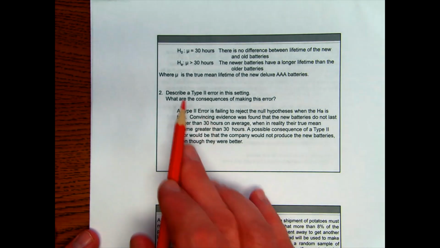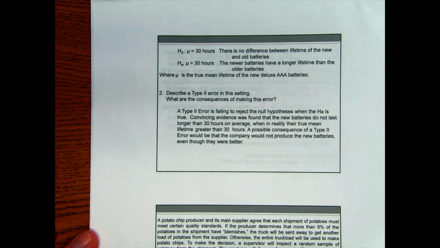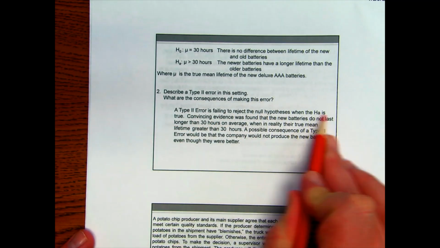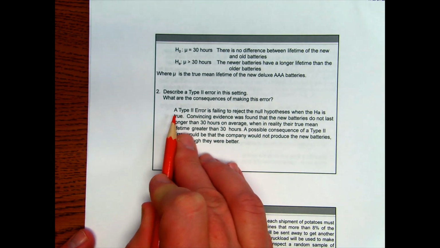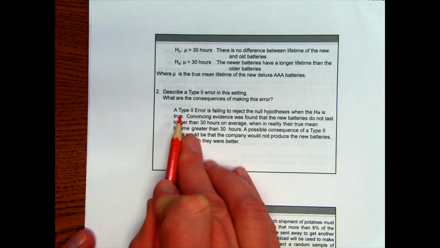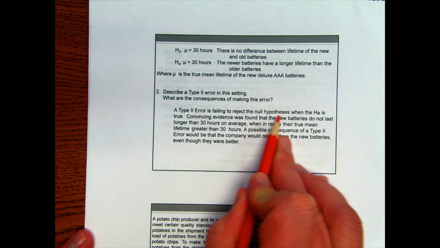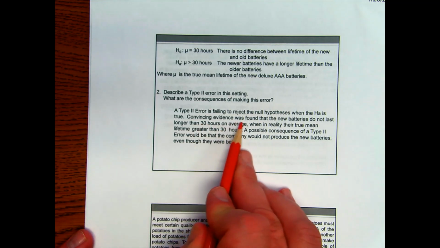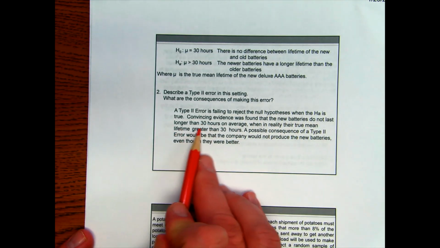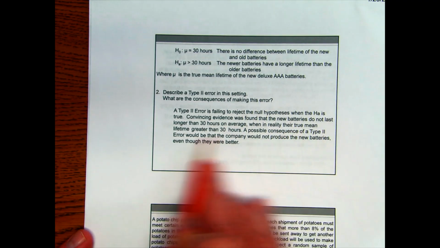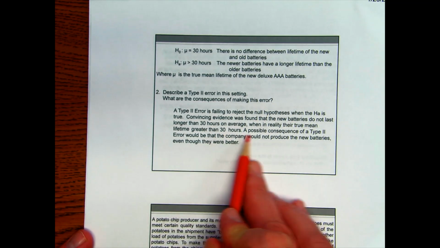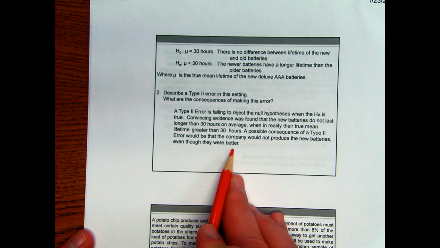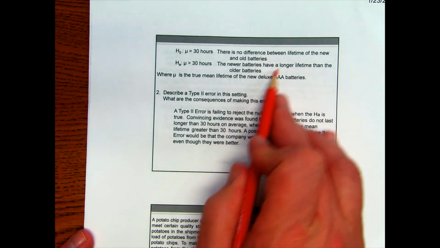All right, what would a type 2 error mean in this setting, and what are the consequences? The way that you would want to word this is make your first statement the generic statement. You want to show the reader of the question you know the definition of what a type 2 error is. A type 2 error is failing to reject the null hypothesis when the HA is true. In the context of this problem, it means convincing evidence was not found that the new batteries last longer than 30 hours on average, when in reality their true mean lifetime is greater than 30. A possible consequence of a type 2 error would be the company would not produce the new batteries even though they were better.